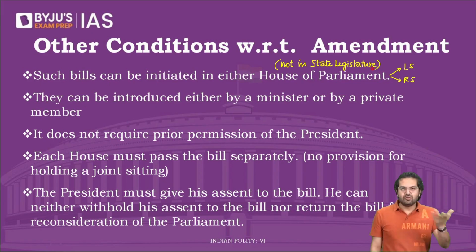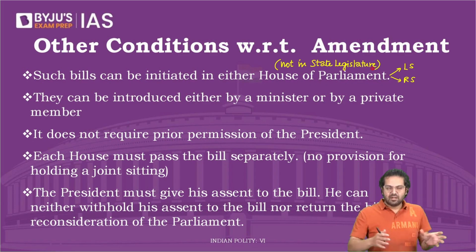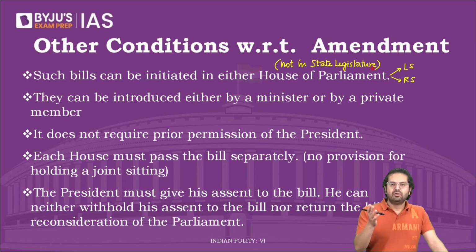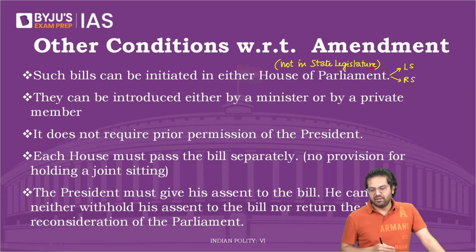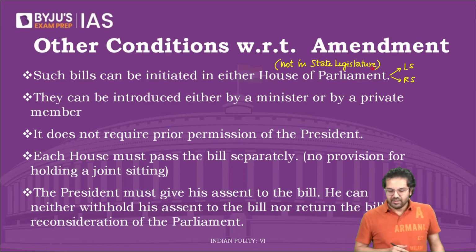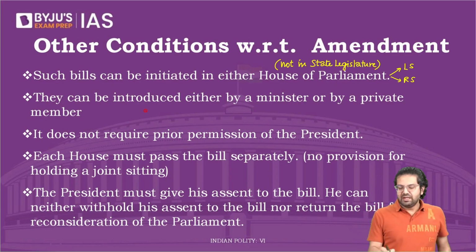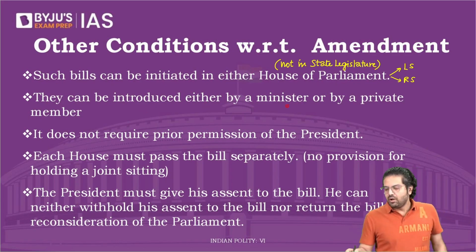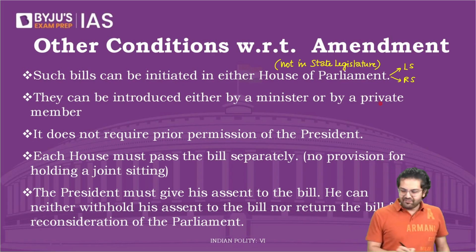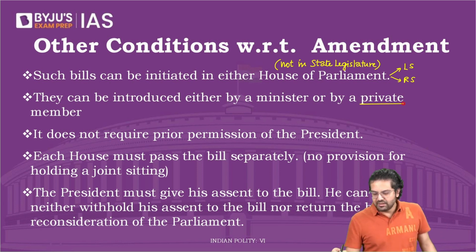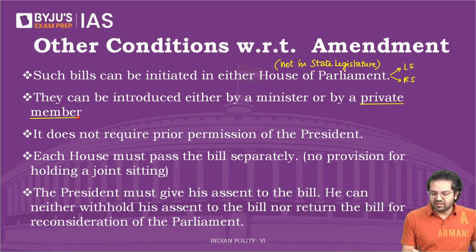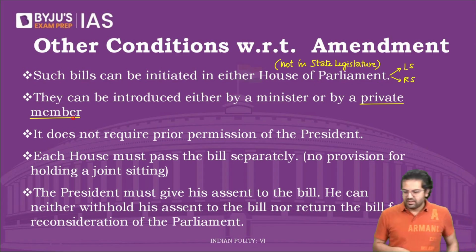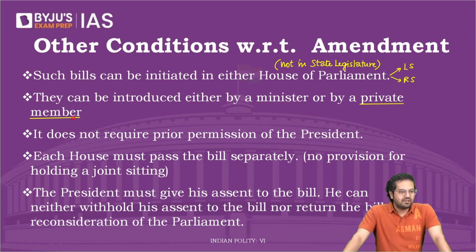In some countries like the USA, it is there. In the USA, if 2/3 states agree, they can initiate a proposal to make changes in the constitution. India is not a federal country completely. States don't have this power. Then they can be introduced either by a minister or by a private member. Now, a question here. I have explained this point earlier in Article 75. Can you please tell me who is a private member? Let us see how efficient you are.